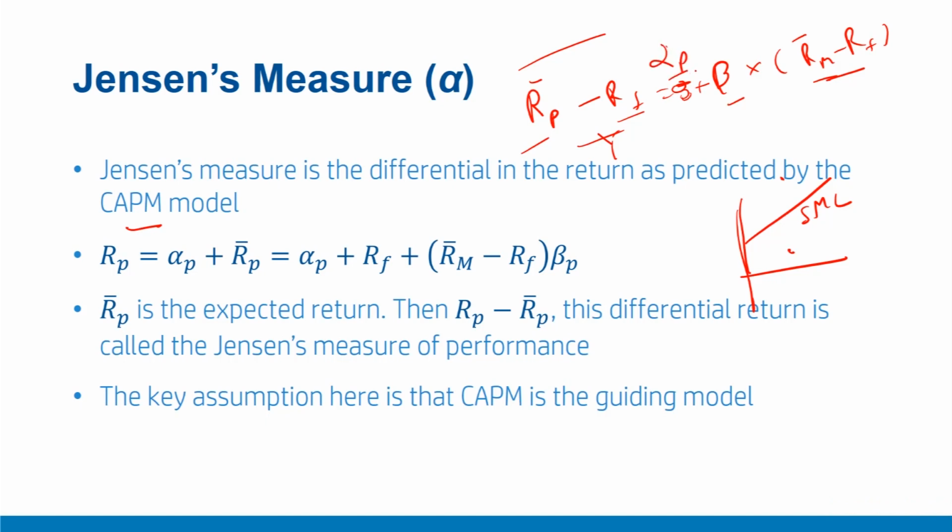If this alpha p is significant and positive, that differential indicates a measure of positive performance by that fund manager. The assumption here is that CAPM is the appropriate model, which is represented by the security market line as shown here. If we find this alpha to be significantly positive, that indicates a higher performance as per Jensen's alpha measure.